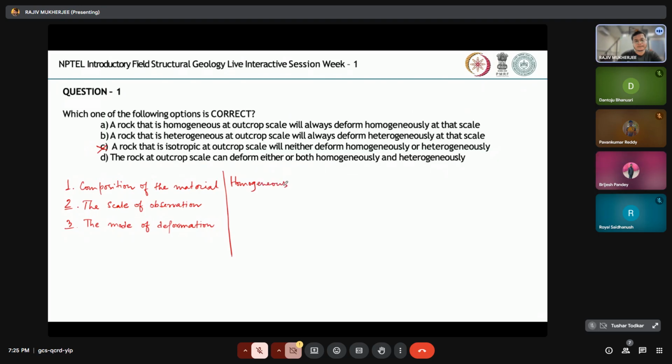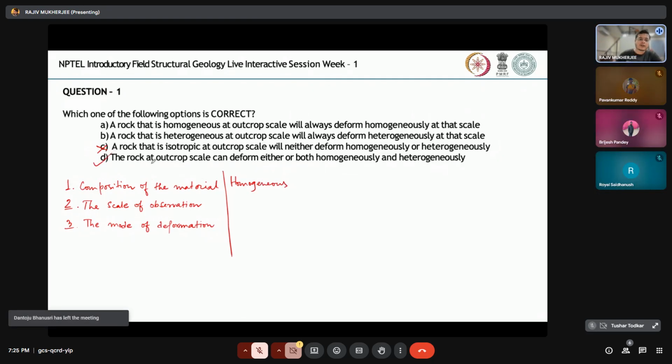Answer is D, sir. Yeah, absolutely. Answer D is correct. You're right. So the rock at outcrop scale can deform either or both homogeneously and heterogeneously. So homogeneous deformation simply means how the stress is applied on the rock, right?